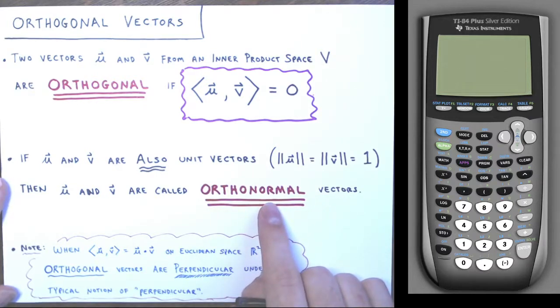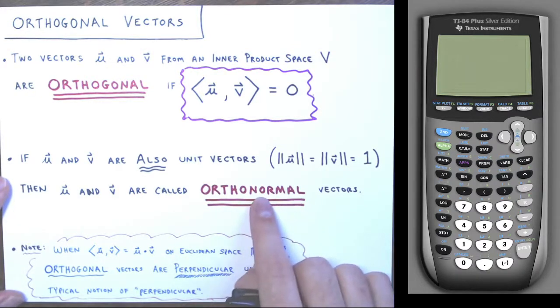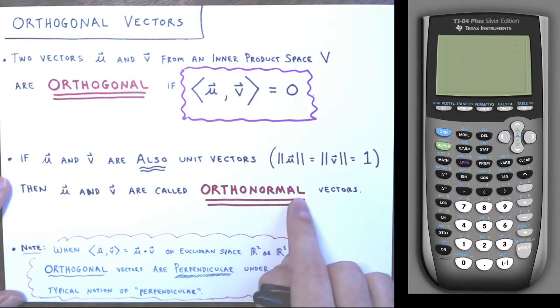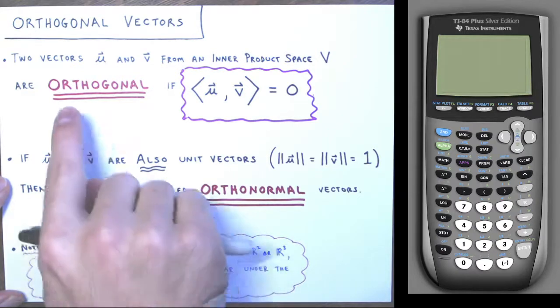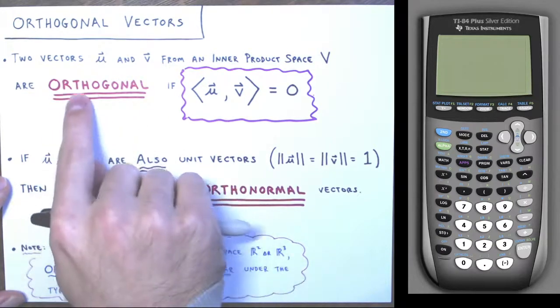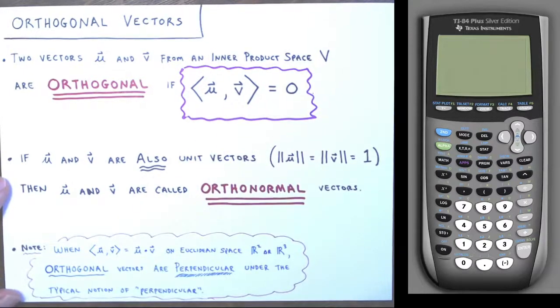If you recall, the process of normalizing a vector was to find a unit vector in the same direction. So here the concept of normal or normality means having a norm of 1. And this ortho prefix corresponds to having an inner product of 0.